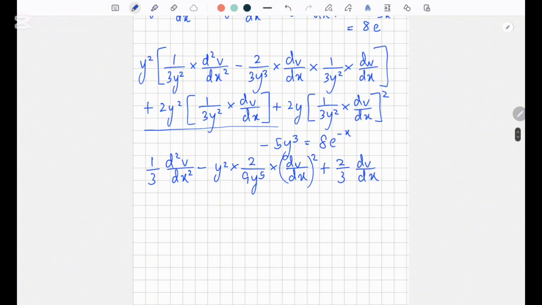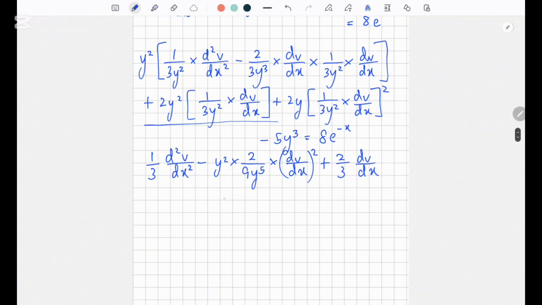Let me just write with blue, and the next step I'll write with red. Plus 2y into 1 over 9y to the power 4, dy over dx squared, minus 5y to the power 3 equals 8 e to the power minus x, right?